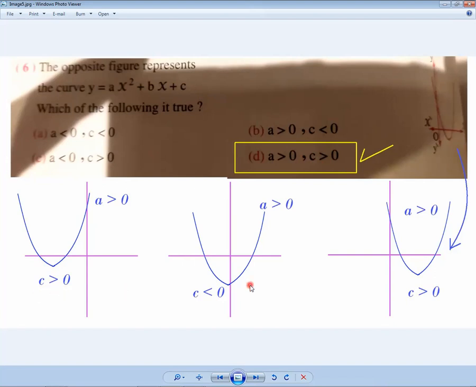The second case, we have two solutions. One is positive, the other is negative. In such a case, we have to say C, the absolute term, must be negative. C must be smaller than 0. Number 3, we have two solutions here. Each of them is positive, so the sign of C must be positive. C is greater than 0.